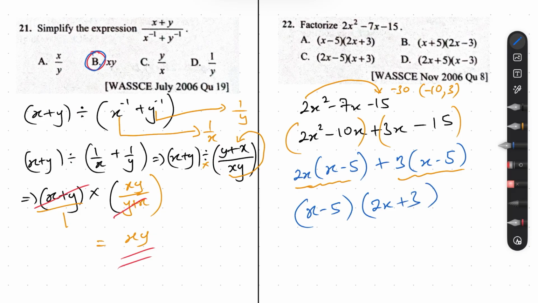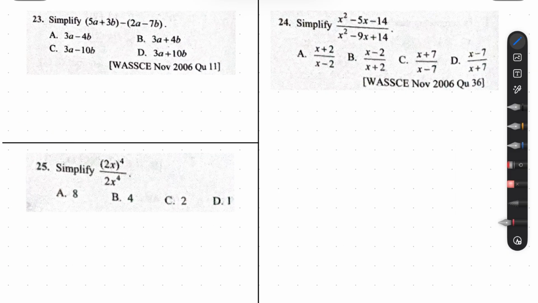So this is our answer. We finished factorizing. Do we have it there? Yes, we have it there. It is A. 22 is A. Cool. Let's move on to question number 23.